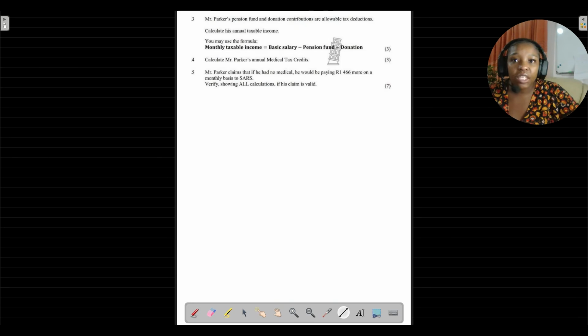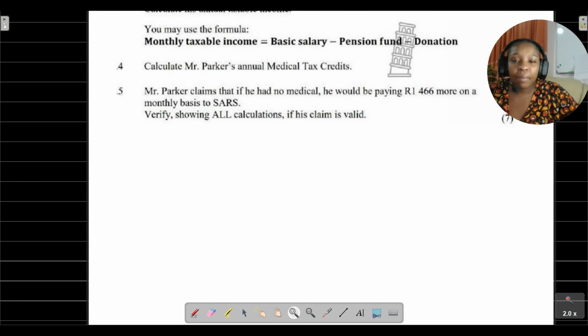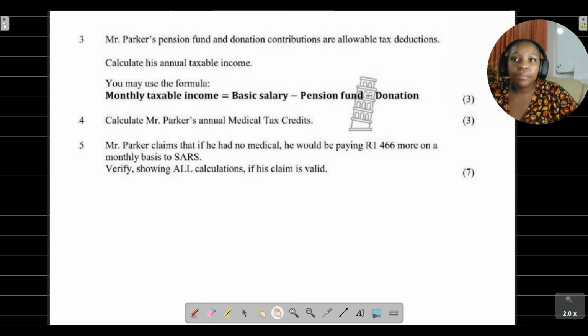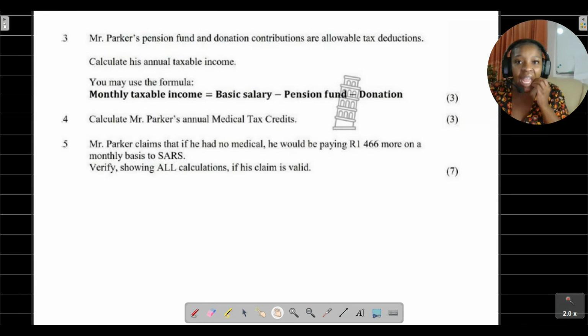Now let's have a look at the next question. In the next question, they're telling us that Mr. Parker's pension fund and donation contributions are allowable tax deductions. So it's basically saying that we first need to remove the pension contributions and remove the donations from his monthly income because they are non-taxable. So that's basically what is meant by that.